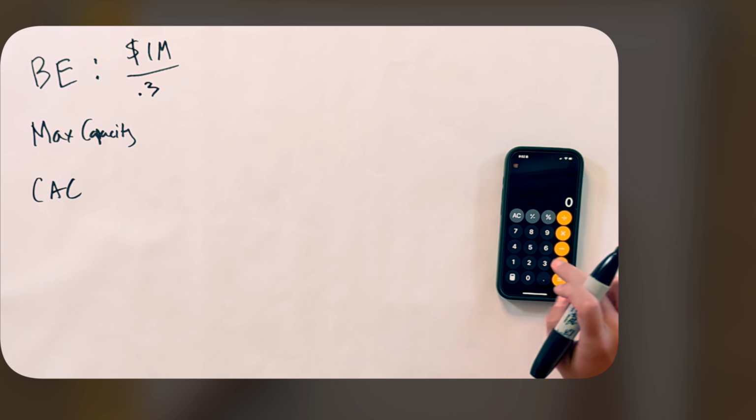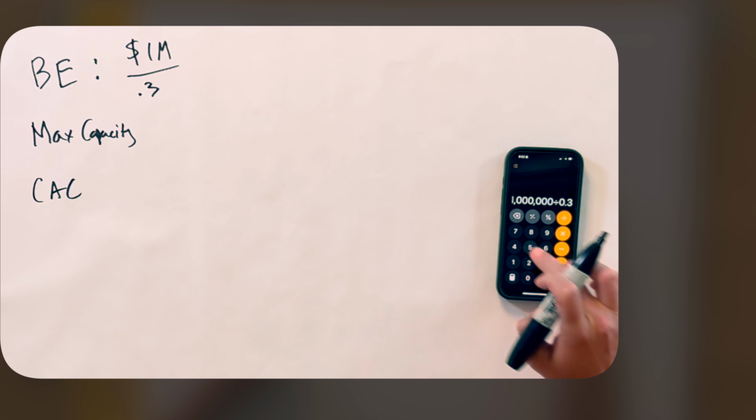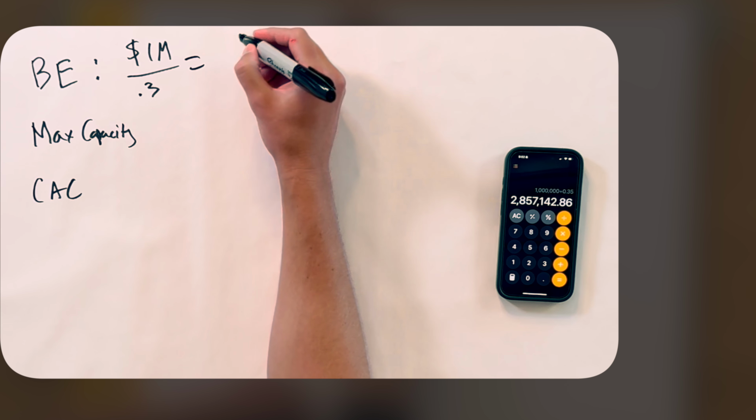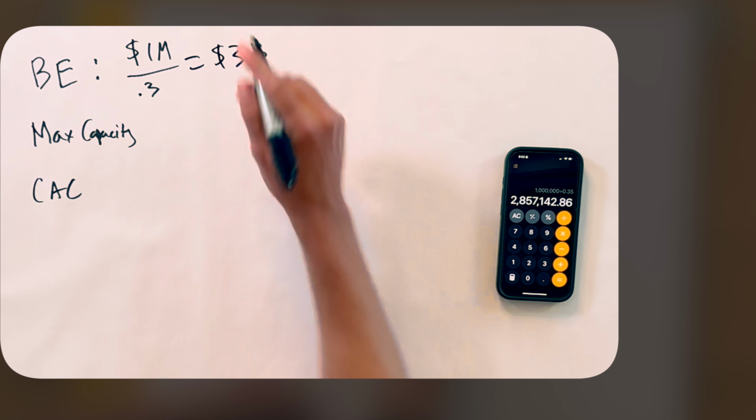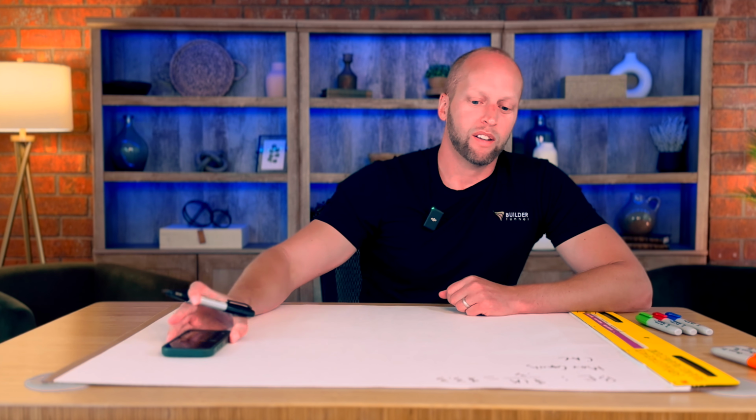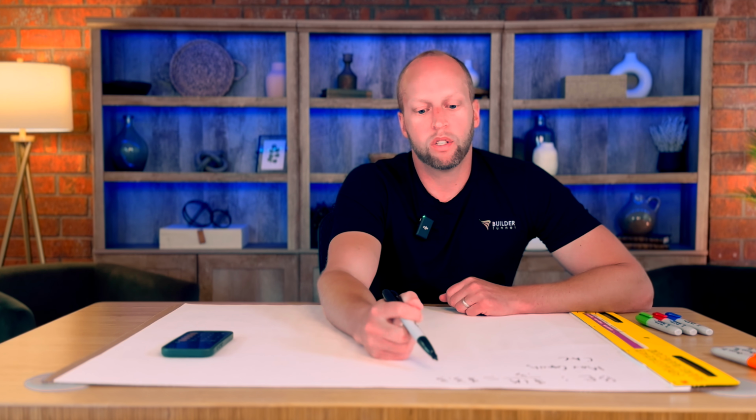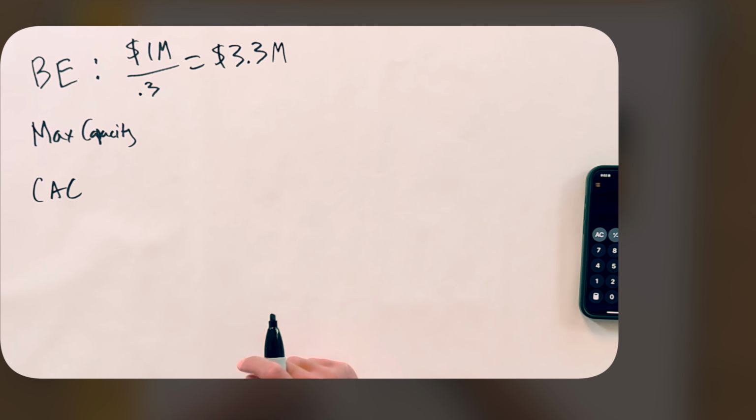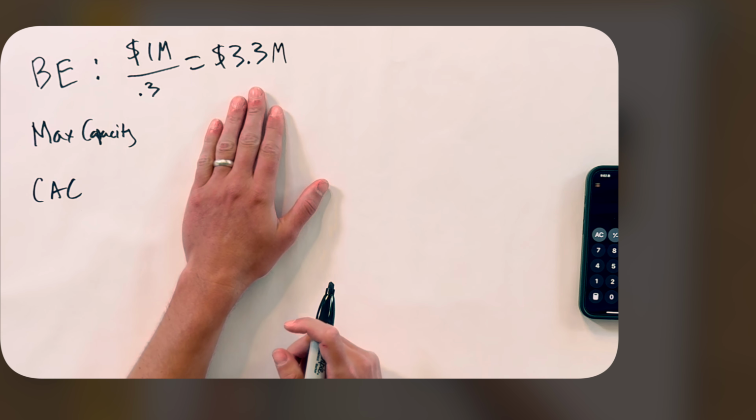Maybe we should divide it by 0.35? Nope, that was even worse. So, all right, we'll stick with our original. So our break even is 3.3. What this tells us is that all the way up until $3.3 million in sales, we're losing money. And then as soon as we get to this point, we've broken even.